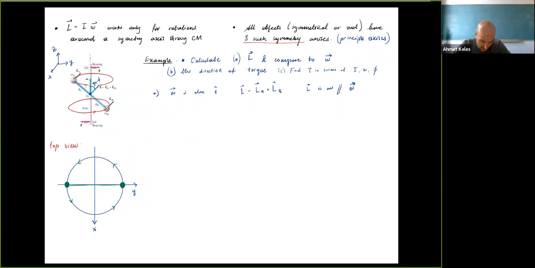And B, calculate the direction of torque. So how do I calculate the torque direction here? Maybe I can try to calculate torque, first direction, and then its magnitude. Any ideas? What should I look at to calculate the torque? dL dt, right? Thank you. So this is going to be dL dt. Then I need to look at the change of L, so I need to look at how much L changes from this geometry.